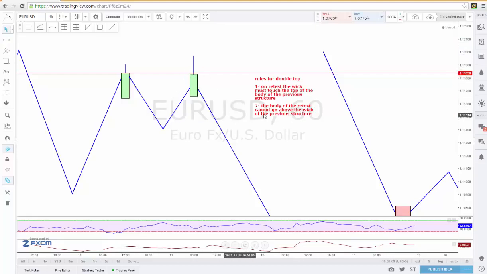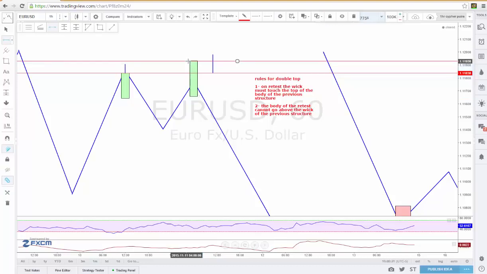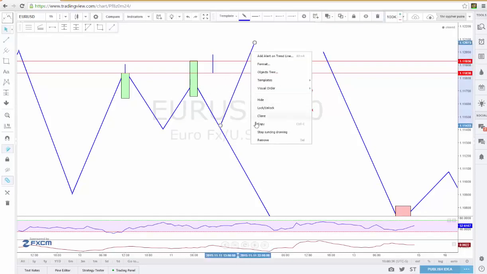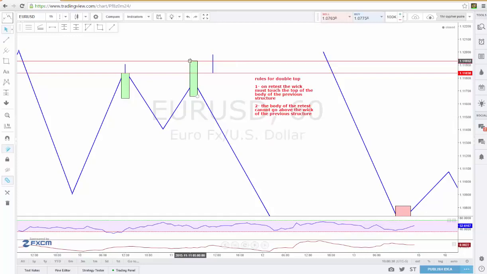Now, our second rule for the double top is the body of the retest, the top of the body of this candle, cannot go above the wick of the previous structure. Here's the wick of the previous structure. An example of this would be if the candle came up and closed up here above the wick of the previous structure. This is not a double top, considering my rules. This, to me, means trend continuation, which would tell me that the market intends to go higher, which gives me absolutely no reason to want to sell this market. So I hope those rules make sense.